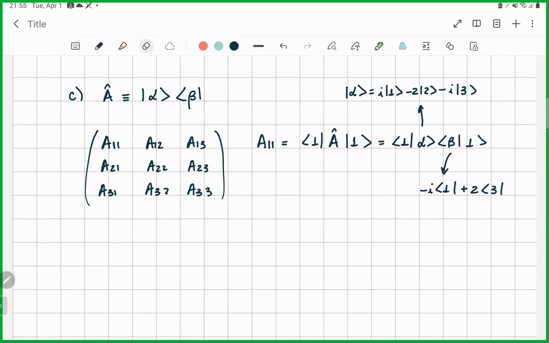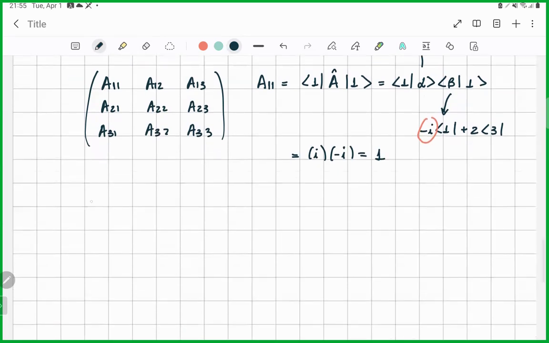Okay, so once we do this product here and this other one, what survives? The I, and from this other guy, the minus I. So then we have the product, I with minus I, and this is then 1. Okay, so the first element that we are going to write here is just 1. Okay, let's try one more.